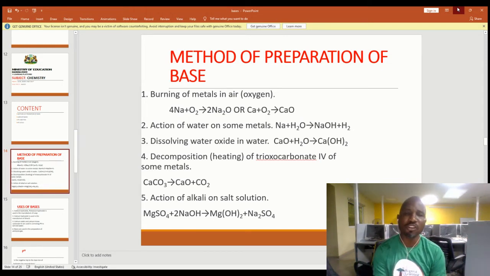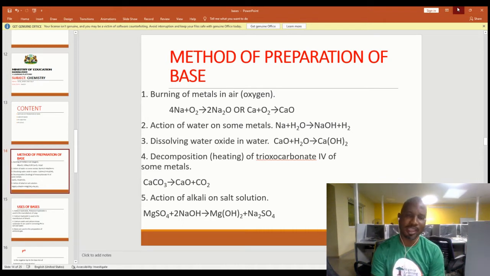Another method is the action of water on some metals. Very electropositive metals react with water to form a base. Examples of such electropositive metals include potassium and sodium. As you can see, sodium plus water will give you sodium hydroxide, liberating hydrogen gas. We can also do that by dissolving oxides in water. For instance, when you dissolve calcium oxide in water, you get calcium hydroxide.